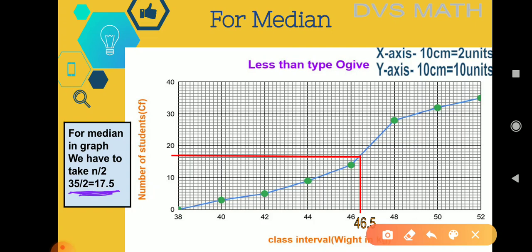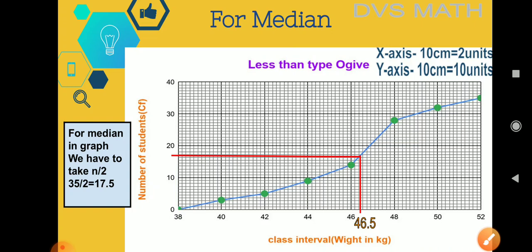So plot 17.5 on the y-axis. Clear? From that y-axis point, draw the horizontal line till the line touches the curve. As soon as it touches the curve, draw a vertical line from there which touches the x-axis.